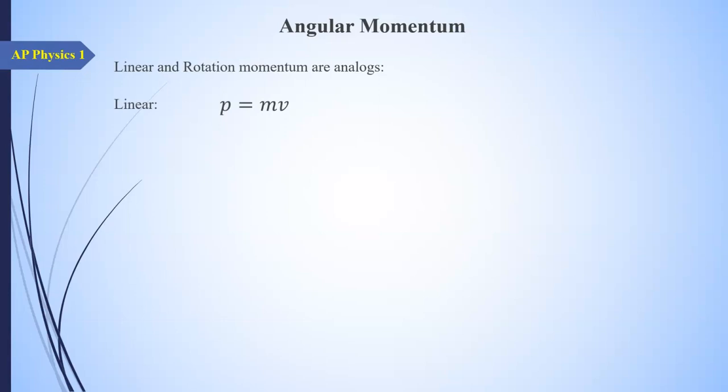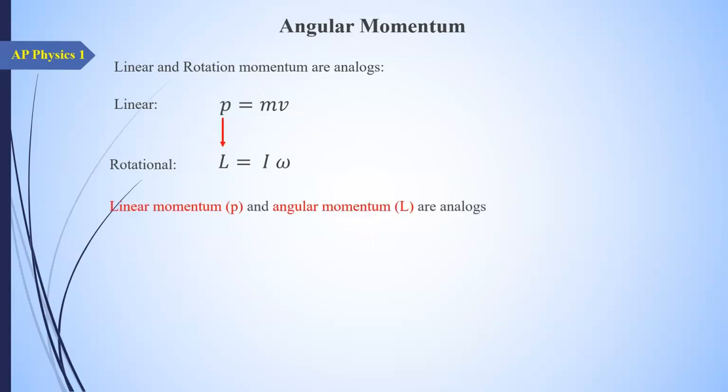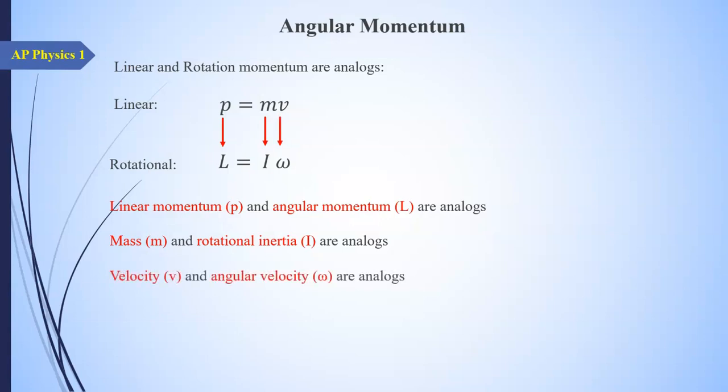Linear and rotational momentum are analogs. So there's linear momentum. We've seen that for some time now. Momentum equals mass times velocity. Rotational is symbolized by the letter L, and it's moment of inertia times angular velocity. So linear momentum P and angular momentum L are analogs. Mass m and rotational inertia I are analogs. And velocity v and angular velocity omega are analogs.